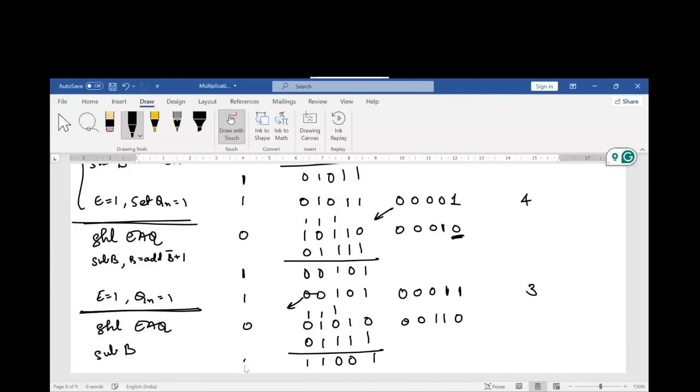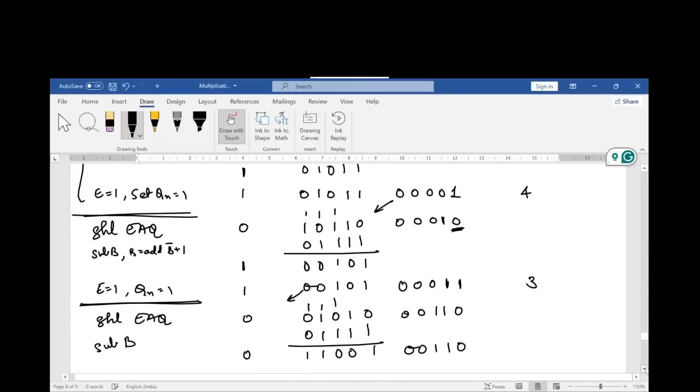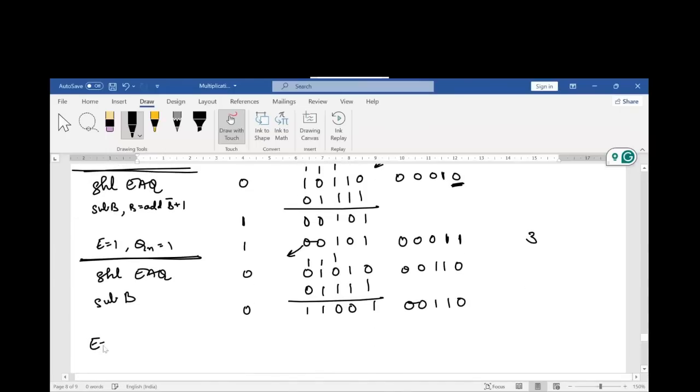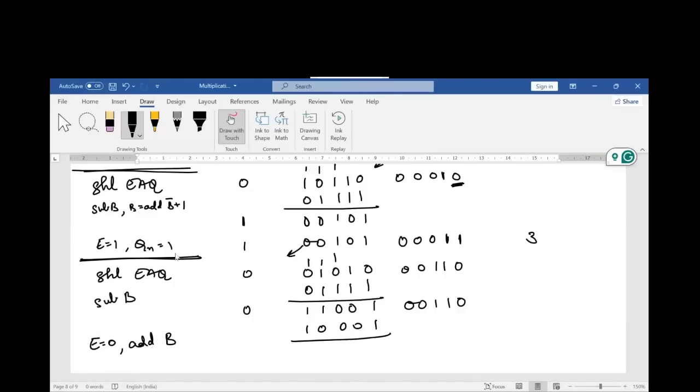And here e is 0. Other things as it is. So if e is 0, what do we have to do? E is 0, so add b. What is my b? 1 0 0 1. Okay. If e was 1 then we set Qn to 1, but here e is 0 so what we have to do is add b. It would give me 0 1 0 1 0. Okay, any doubt in this?